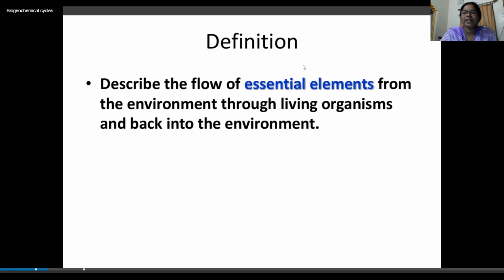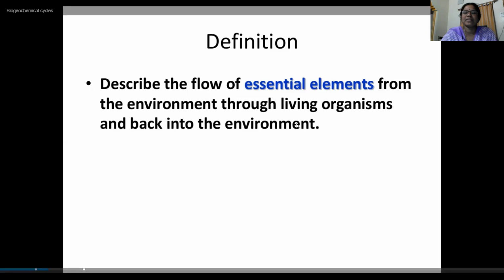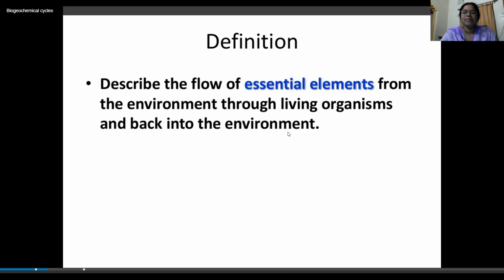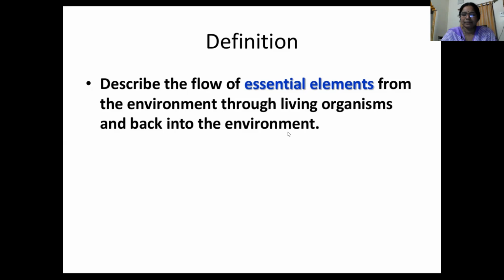So in this video lecture, I'm going to explain the biogeochemical cycles. So what is the definition? It describes the flow of essential elements from the environment through living organisms and back into the environment. It means it is retrieved from the environment and utilized or transformed through the organisms. Again, it goes back to the same place from where it originated. That is the biogeochemical cycle.